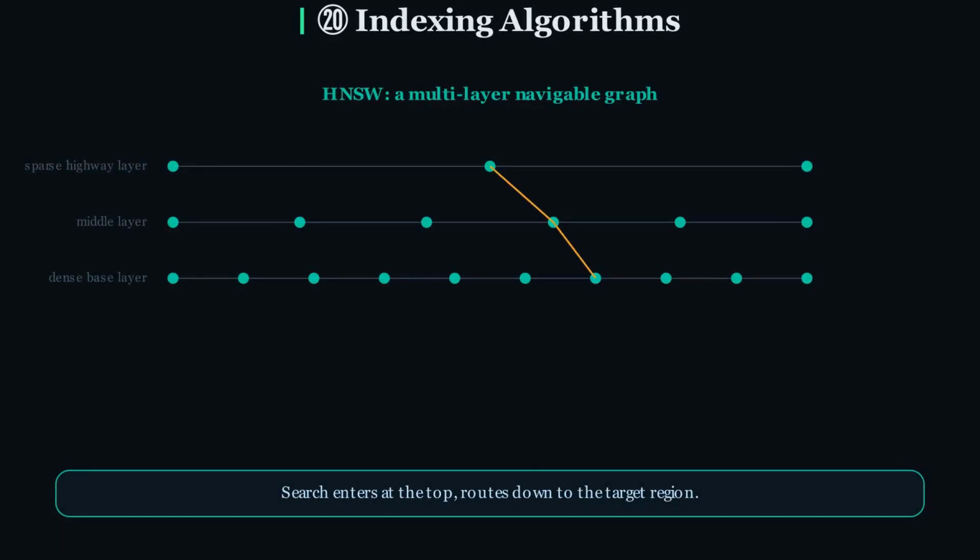HNSW builds a hierarchy of graphs. Search starts at a sparse top layer of highway nodes, quickly narrowing down to the right neighborhood, then routes downward into denser layers for precise results. It achieves excellent recall and handles new inserts gracefully, but demands a lot of memory for its graph edges.